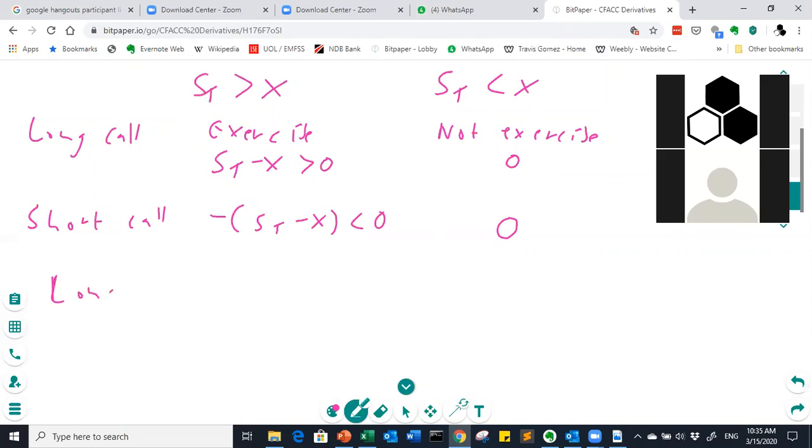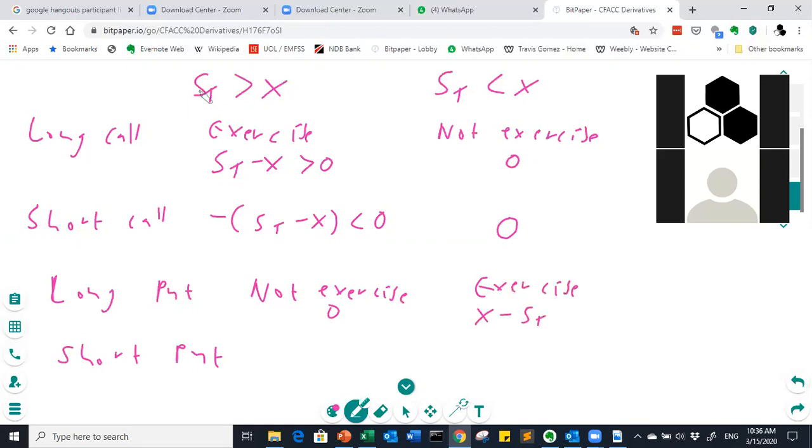Similarly, if you're long on the put or short on the put. With the long put we saw, when ST was greater than X, you would not exercise. It's not advantageous, so you will not exercise, and therefore your payoff was 0. When ST was less than X, you would exercise. It was advantageous, and you received X minus ST, which was a positive value. In the case of the short put, it's just going to be the negative of these. So you get 0 in this situation as well. Here you will get minus of that X minus ST, which is going to be a negative value. So these are the payoffs for the different options that you have.